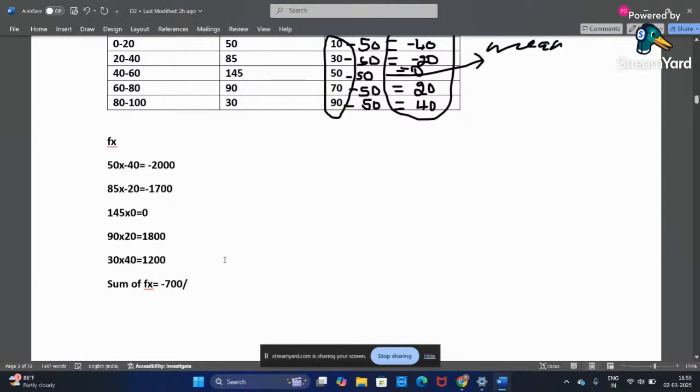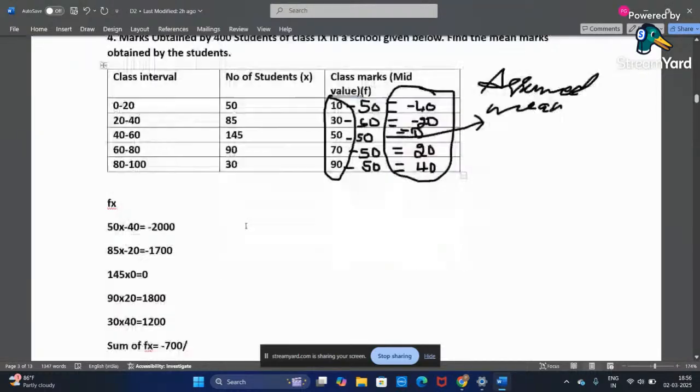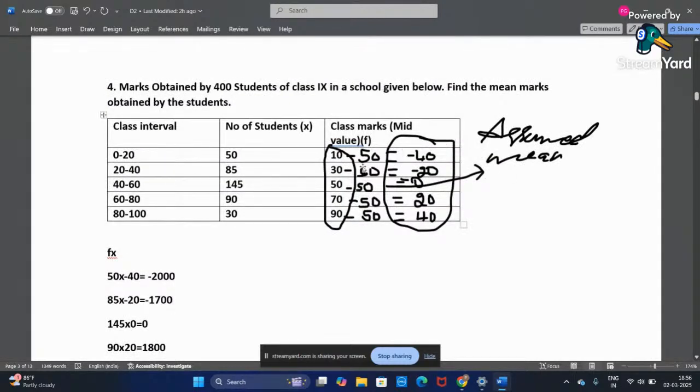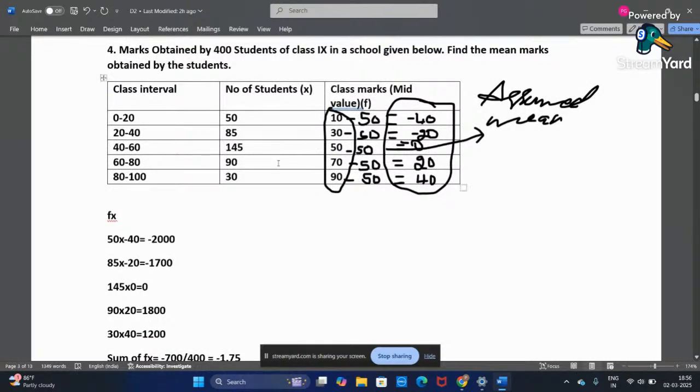To find the mean, what do you have to do? We have to divide by the total number of students. They have given here the marks obtained by 400 students. That means this total is 400. Minus 700 by 400, we get minus 1.75, right? This is not our exact mean value, because here we assumed that 50 is our mean value. So what we have to do is add this to 50.